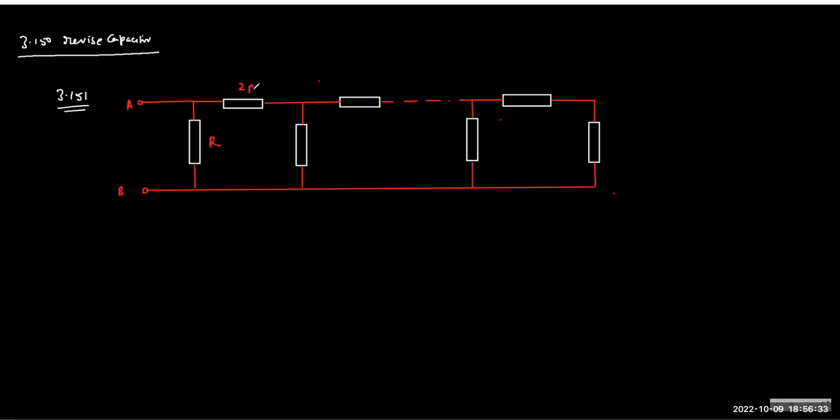So R, 2R, R, 2R, dot, dot, dot, and then we also have something unknown, Rx. The value of Rx will be free from Rx only when it is as good as an infinite circuit. So the way of getting the answer is simple. We will take that as X.